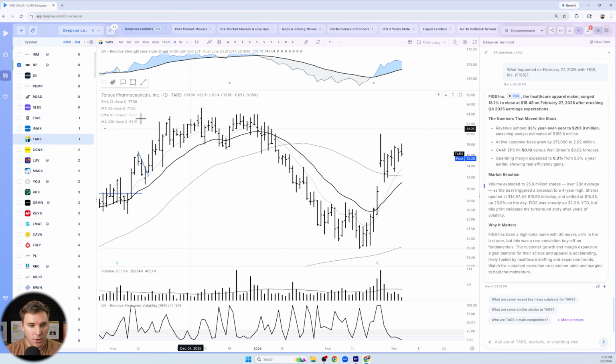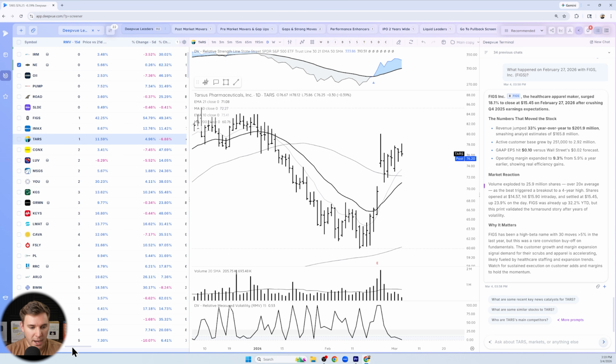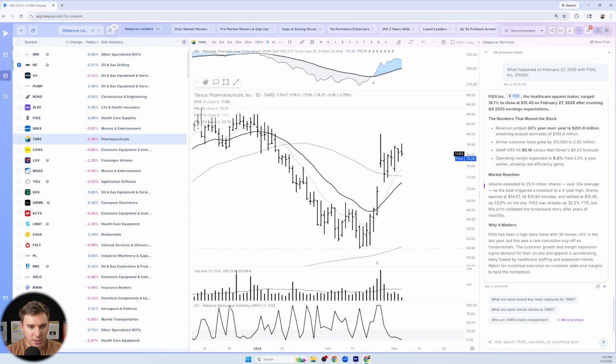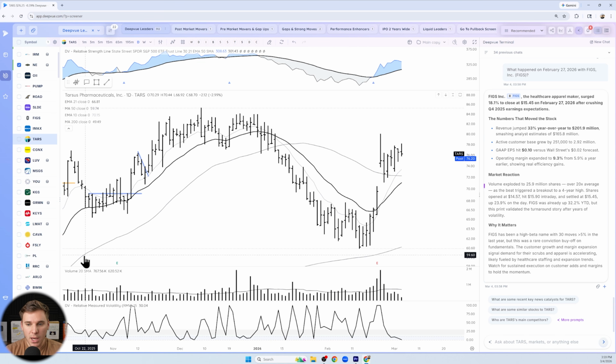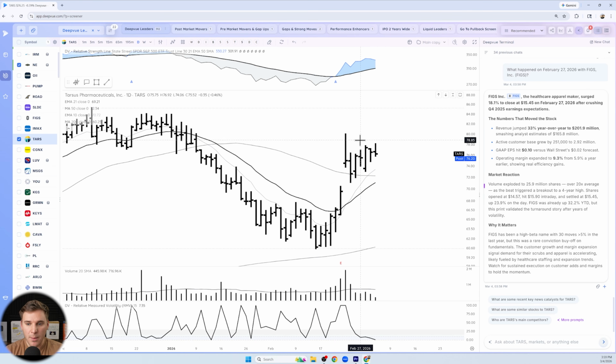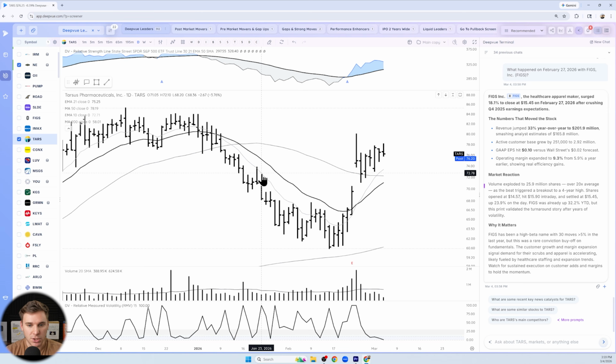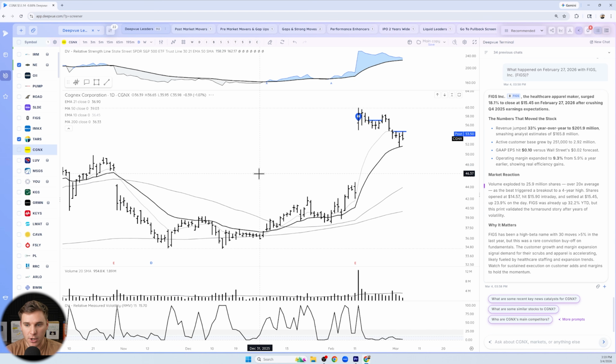TARS is interesting. It's also in the biotech space or the healthcare space, I believe, pharma space. So I've identified already that that's a leading theme. So let me go ahead and add that. It didn't have the best action today with the fade off highs, but still in this overall tight consolidation. So I want to keep adding that onto my radar. CGNX, setting up a pivot right there. I'll add that as well.